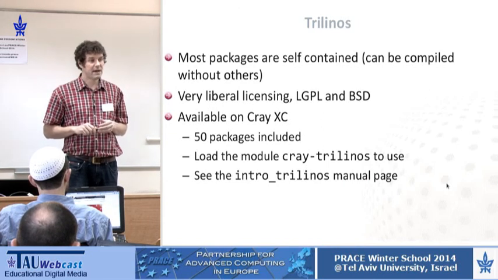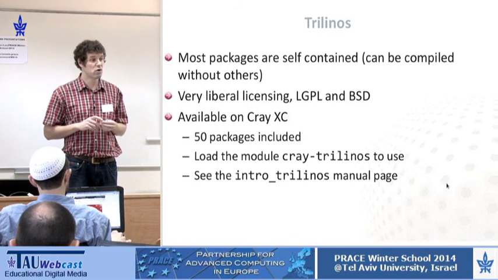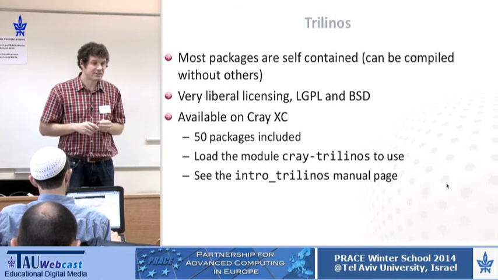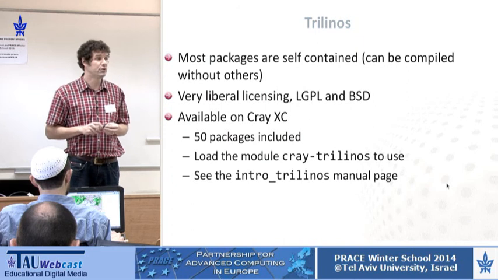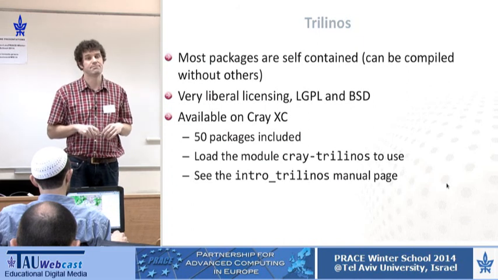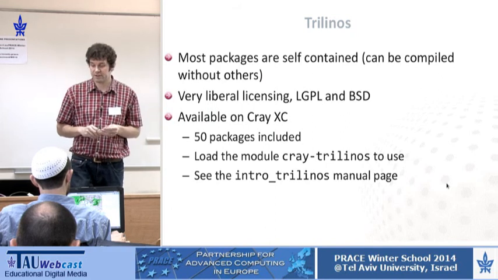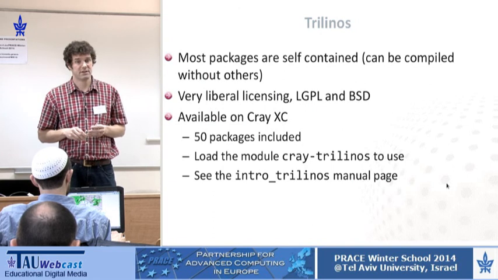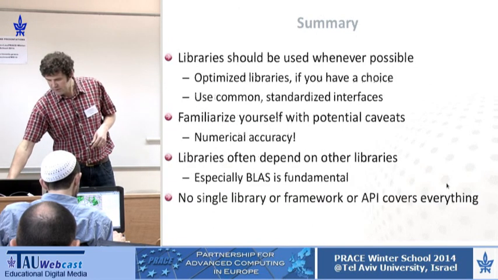As there are so many packages, many of them are something where you don't have to use the whole framework, so they can be self-contained. Sometimes you don't have to build the whole framework in order to use it, so you can just select the subset of Trilinos you find interesting. Licensing is quite liberal, so it can be used practically in any program without limitations.